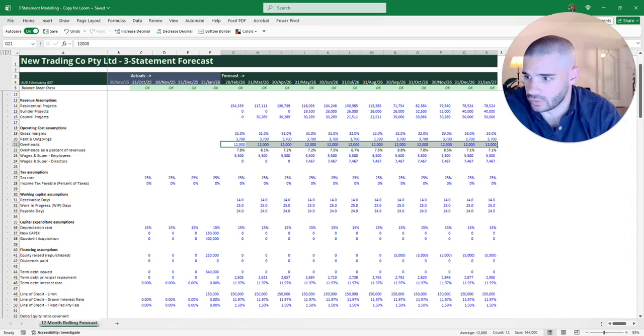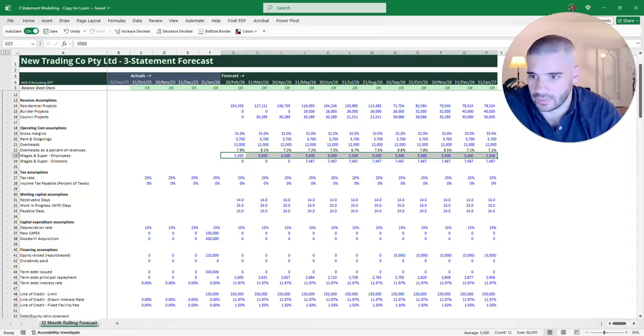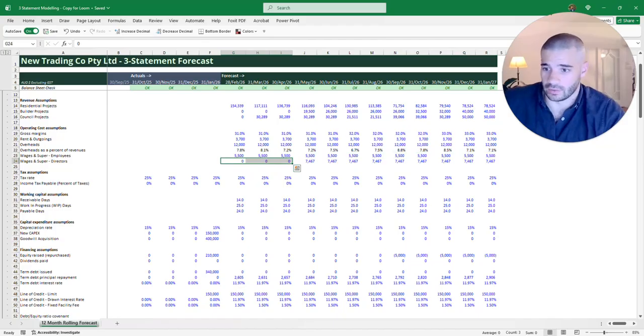Other key figures, wages for employees. In this case, we just had one admin staff here, and all the other wages are captured in that gross margin figure. And then the directors or the owners, they weren't going to draw a wage initially as they started the business, and then over time, as cash flow allowed, they're going to start drawing some wages out.